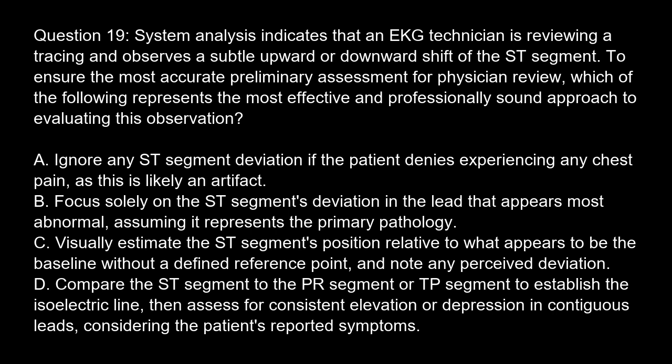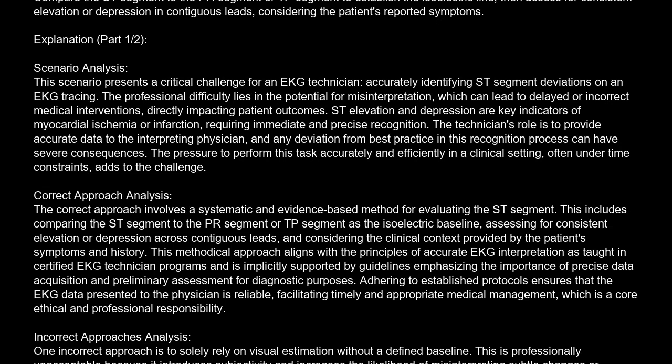Option C. Visually estimate the ST segment's position relative to what appears to be the baseline without a defined reference point, and note any perceived deviation. Option D. Compare the ST segment to the PR segment or TP segment to establish the isoelectric line. Then assess for consistent elevation or depression in contiguous leads, considering the patient's reported symptoms. The correct answer is D. Compare the ST segment to the PR segment or TP segment to establish the isoelectric line, then assess for consistent elevation or depression in contiguous leads, considering the patient's reported symptoms.